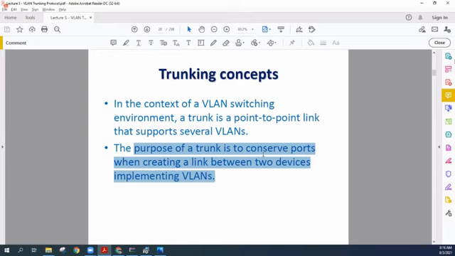Purpose of the trunk is to conserve ports when creating the link between the two devices implementing the VLANs. Conserve some ports.